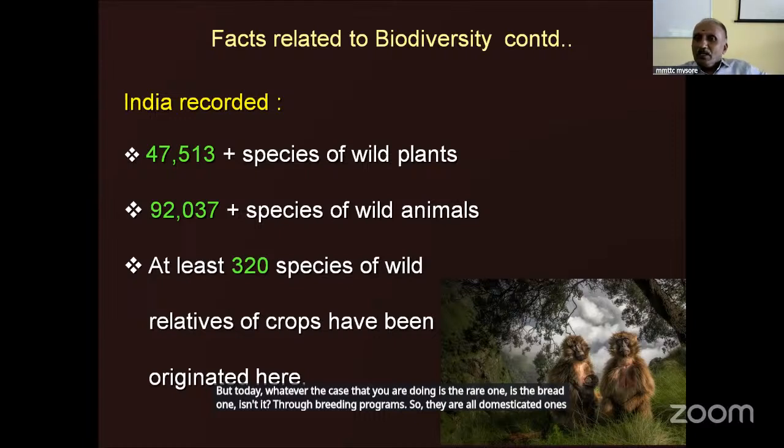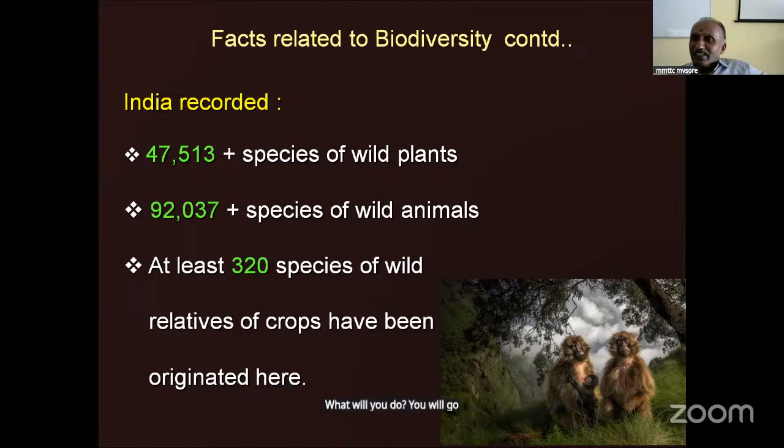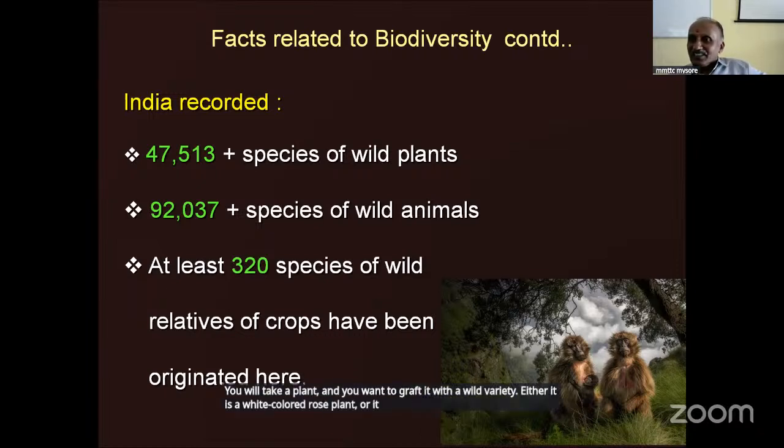Now I will give you another simple example. In your home, if you want to produce varieties of different colored roses, what will you do? You will go for grafting, isn't it? You will take a plant and graft it with a wild variety. Either a white colored rose plant or a red colored rose plant. They are the only two wild varieties available. With that you graft it and start producing hybrid varieties.